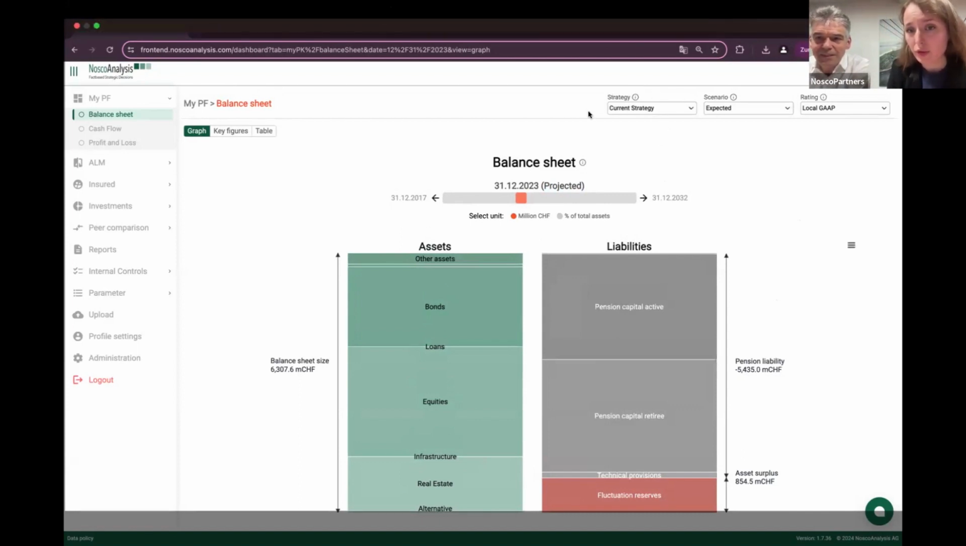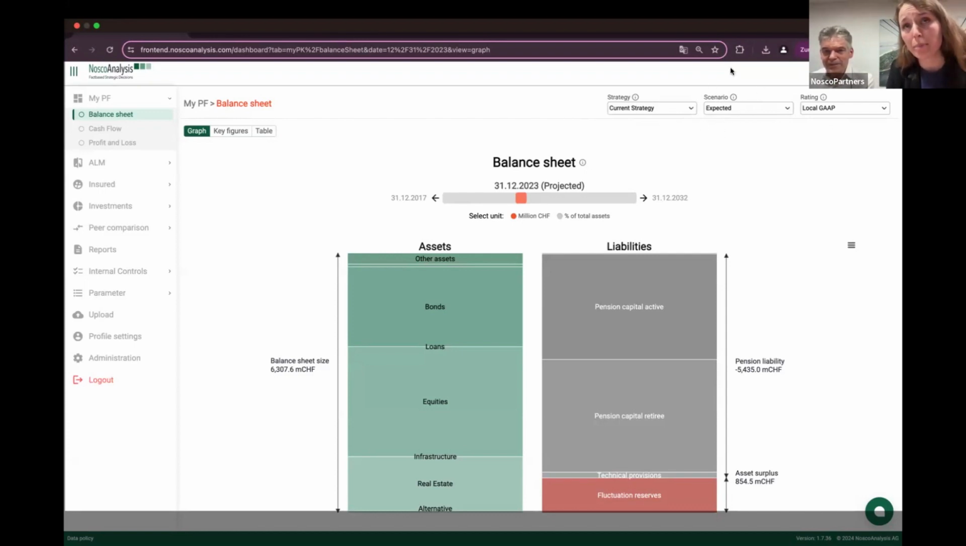Now, if we want to go into the future, we of course need to make assumptions about the future. And these assumptions we divide into three main categories. At first, business strategy. Second, market scenario. And third, the accounting rule, the evaluation. So what does it mean, business strategy? The pension fund can of course decide what they want to do in the future. So what strategic asset allocation they want to follow, what is the level of the interest on the savings. Market scenario is something that they cannot actually manipulate.